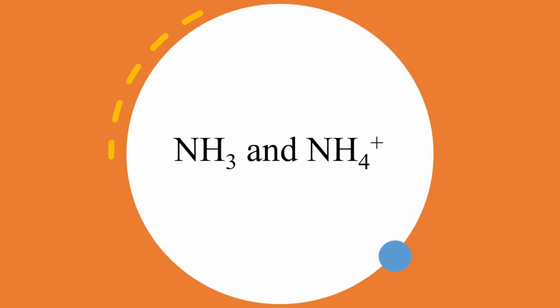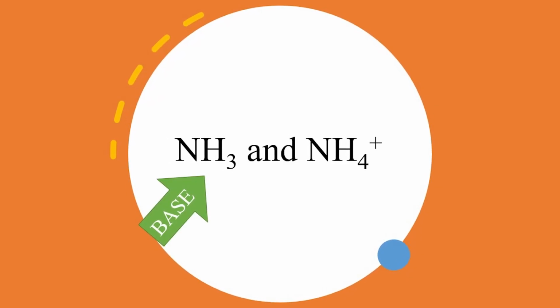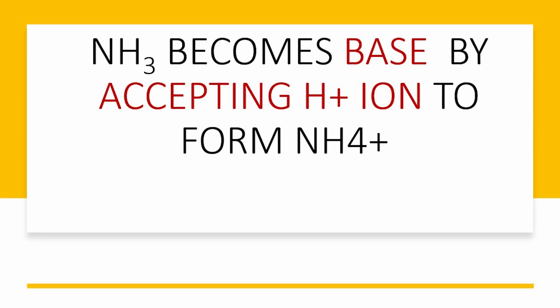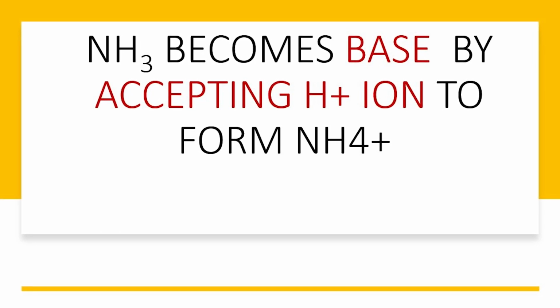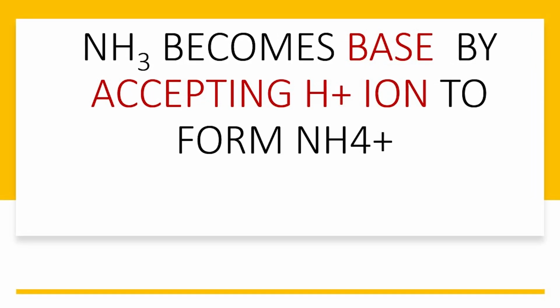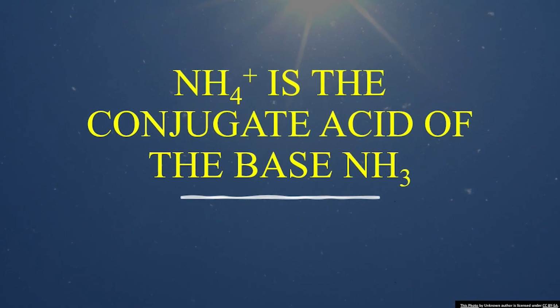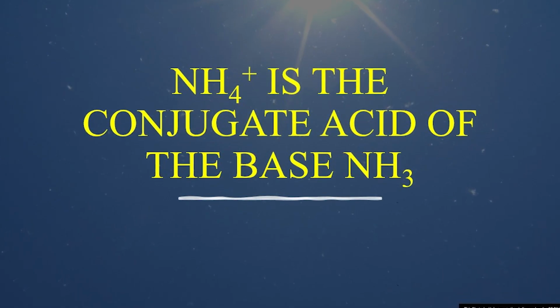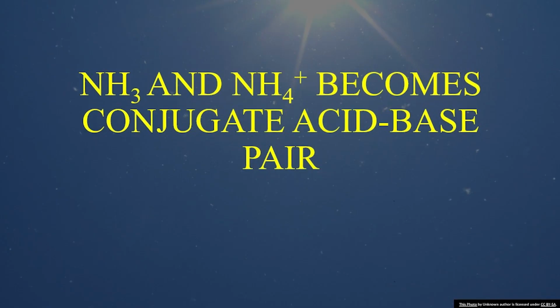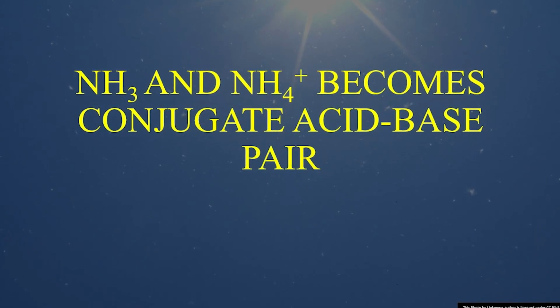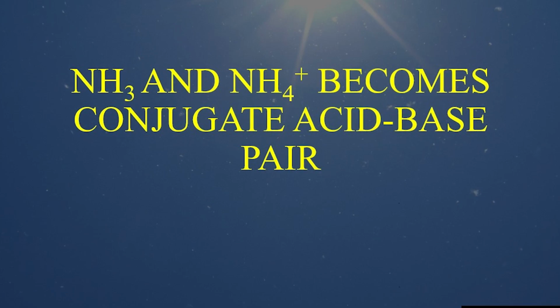Now you compare NH3 and NH4 plus. One is base and the other one is acid. We can say that NH3 becomes base by accepting H plus ion to form NH4 plus, and NH4 plus is the conjugate acid of the base NH3. So we can say that NH3 and NH4 plus are a conjugate acid base pair.